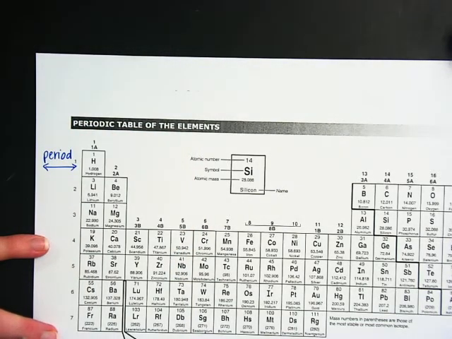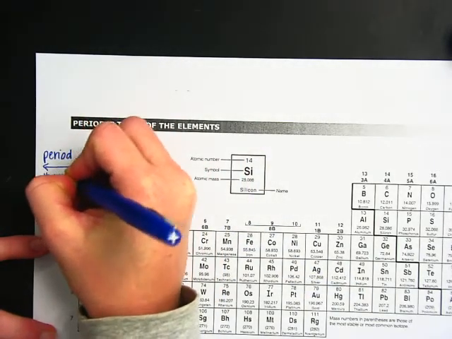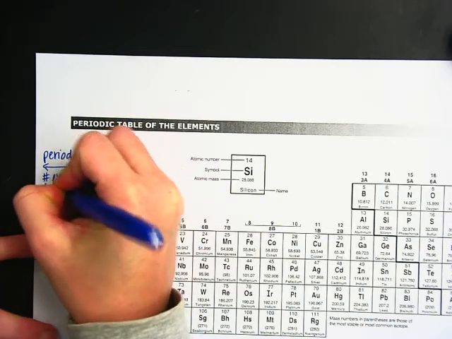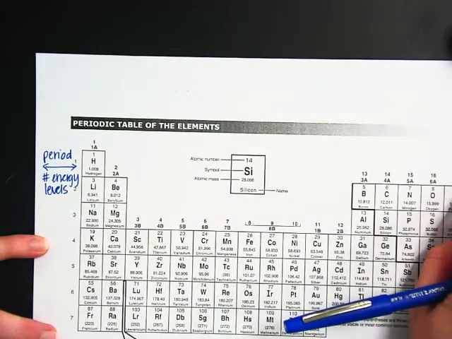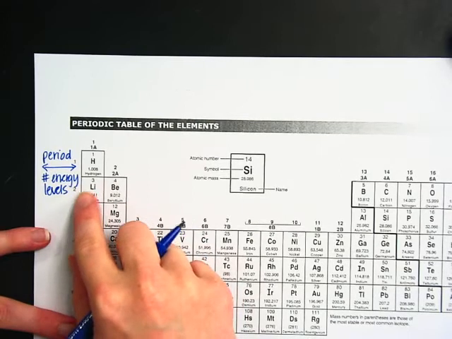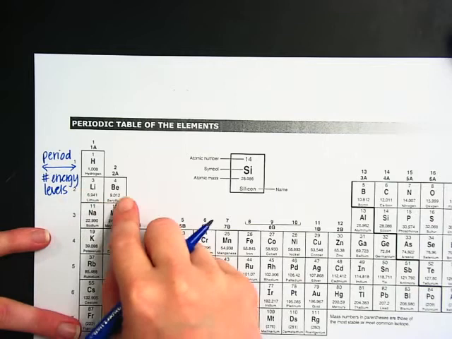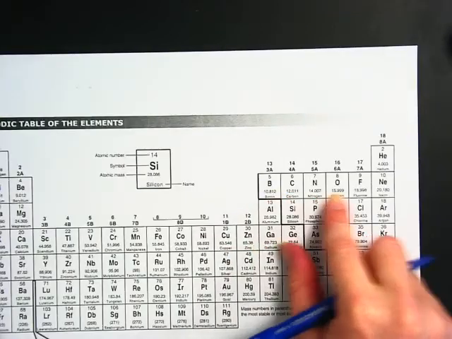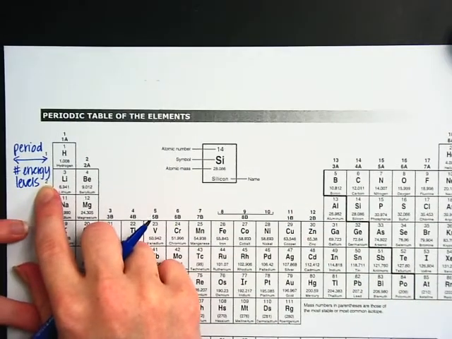And periods, what did we say they have in common? The same number of energy levels. Good. The number of energy levels. So period 1, hydrogen and helium both have 1 energy level. Period 2, if you see the little 2 here, that's period 2. That would be lithium, beryllium, boron, carbon, nitrogen, oxygen, fluorine, and neon. They all have how many energy levels? 2. That's why they're period 2.